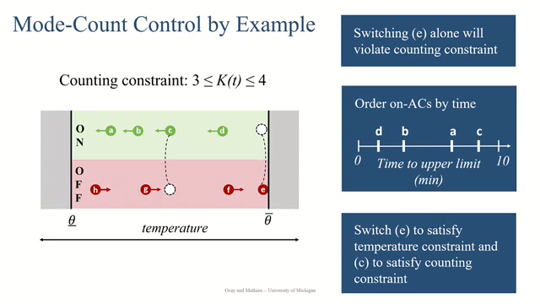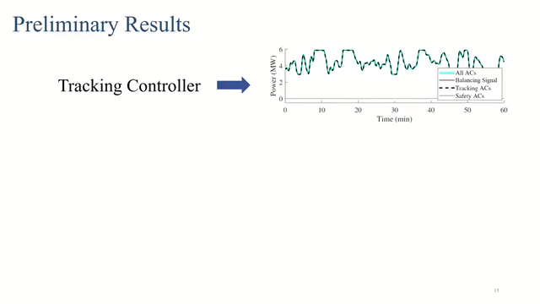So to summarize, we switch E to satisfy its temperature constraint, and we switch C to satisfy its counting constraint, or the group's counting constraint. So that's the algorithm in a nutshell, and we'll demonstrate our methods with some preliminary results. So the tracking performance of the control system is quite good. You can see in bright blue that the power consumption of the full collection of air conditioners tracks the balancing signal very closely. There's a gray line representing the air conditioners that are being controlled by the safety controller, and we'll have to zoom in to see what's happening there.